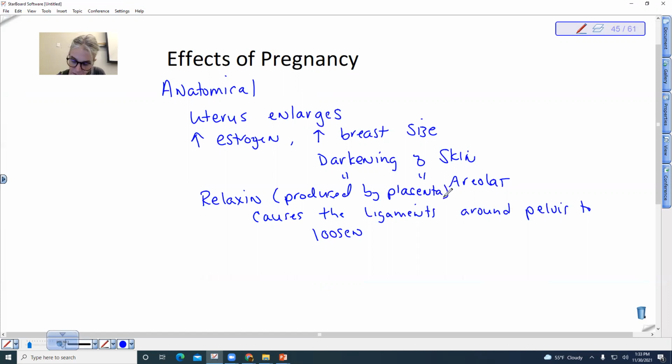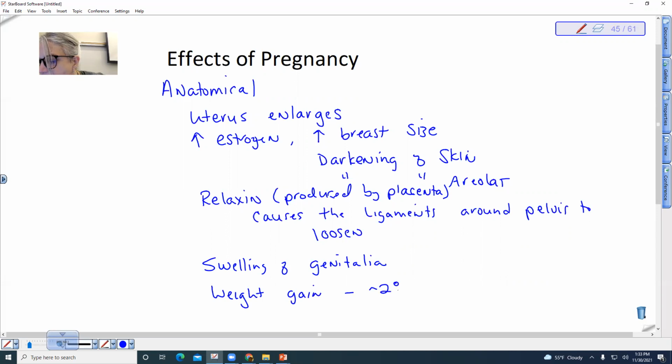We also see that we tend to get an enlargement or swelling of the reproductive organs, so maybe the external genitalia. They might swell up because of the estrogen. And then we also get weight gain. The average weight gain is about 28 pounds with pregnancy.